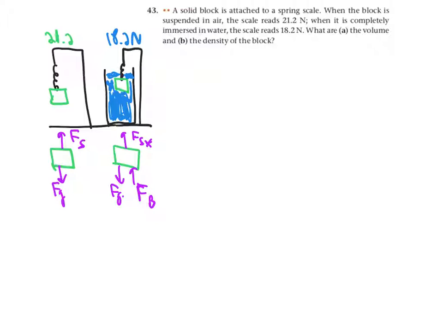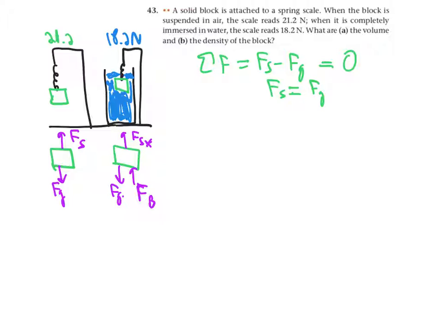So if we apply Newton's second law to the first situation, the sum of the forces from the diagram is Fs minus Fg, and we know that the sum of the forces is, from Newton's second law, 0. So the scale reads the weight of the block. So that might be useful.